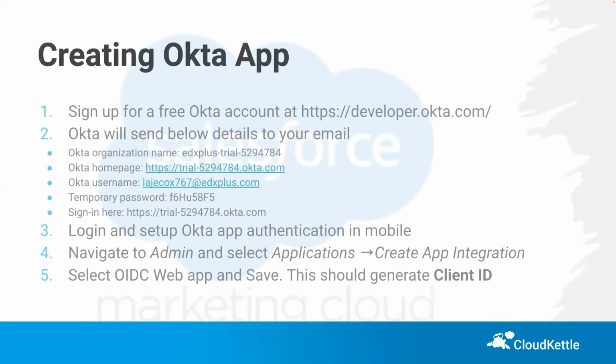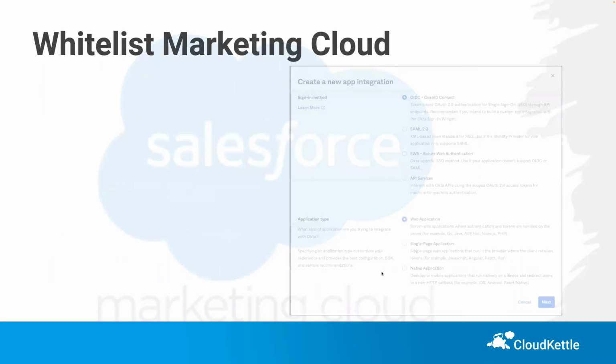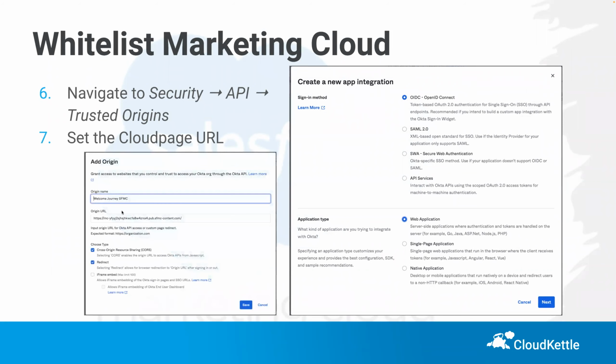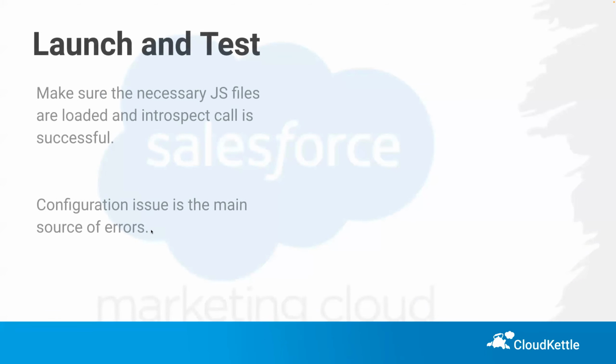Now, to create an Okta app, these are the things that we have to do. We need to register for an Okta account, and once you register, Okta would send you these details, and you can log in. Log in to your Okta account, go to admin, and then create an application. This is the create application window. Once you create an application, it will give you a client ID. You need it for configuration, and you have to whitelist your URL. Whitelisting the URL happens here: you go to security, API, and trusted origin, you whitelist, and then you launch and test.